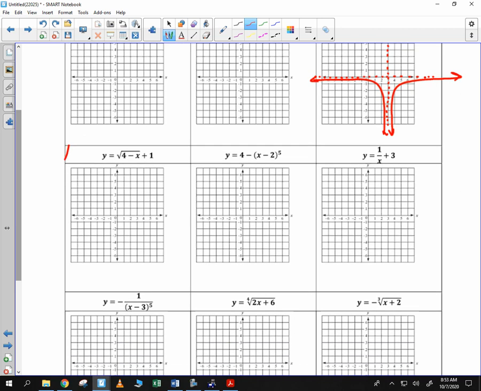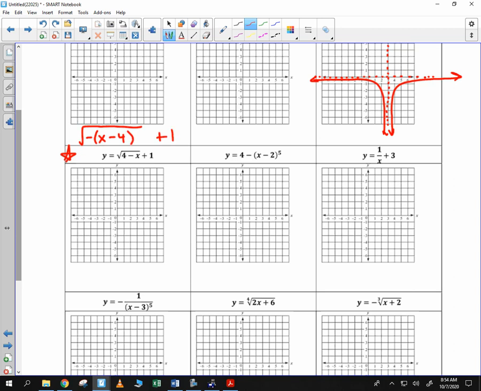I'd also like to look at this one right here. The root of 4 minus x, plus 1. Because there's a way that I always like to think of these. I'll show you the way I taught you, and I'll show you the way that I actually think about it. So if you factor out that negative, it becomes a negative on the inside. Then you do x minus 4. And then you have the plus 1 on the outside.